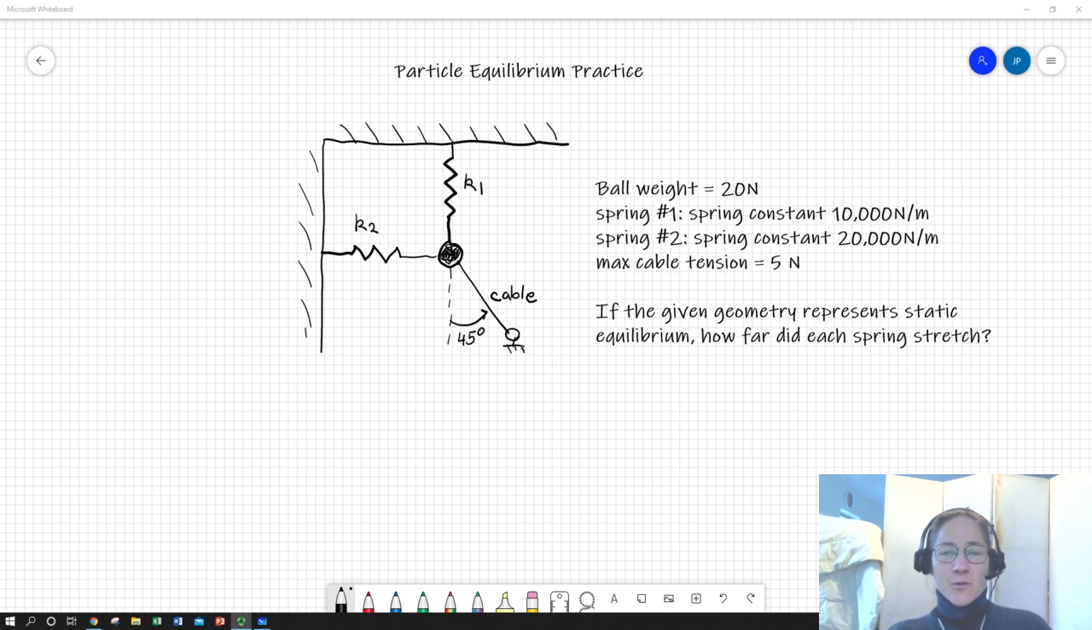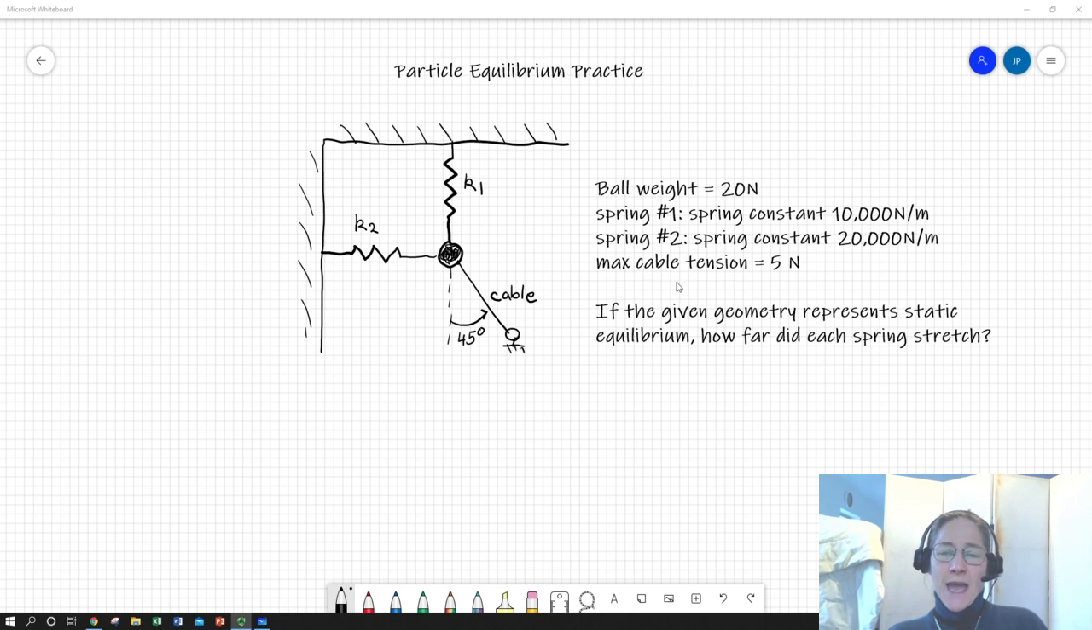For this particular problem, we've got a small ball, and it is small enough that we can consider it to be a particle. So particle equilibrium applies. It's got some mass, and so the gravitational acceleration gives it a weight of 20 newtons, and it's being held up by one spring, and it's being constrained horizontally by another spring. And it's also being pulled downwards and to the right by a really thin cable, like maybe a thread, something pretty thin and of limited tensile strength.